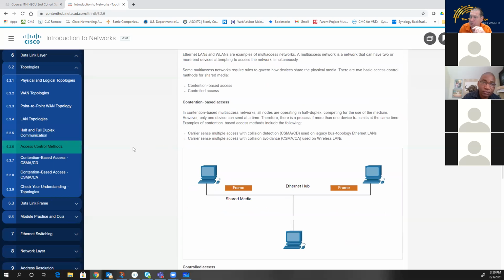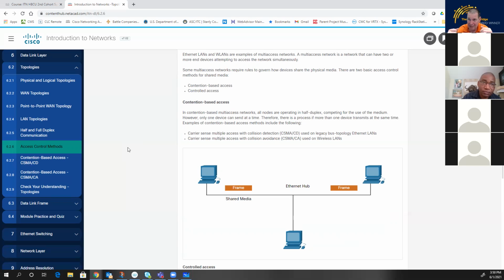Our contention-based methods, the two primary ones, are carrier sense multiple access with collision detection. That's the old school Ethernet method, and it works like this. Carrier sense: listen to see if the line is available. If it's available, then send. That's the carrier sense with multiple access, because everybody could technically listen. There could be nothing on the line and everyone could send at the same time. So multiple access is allowed.